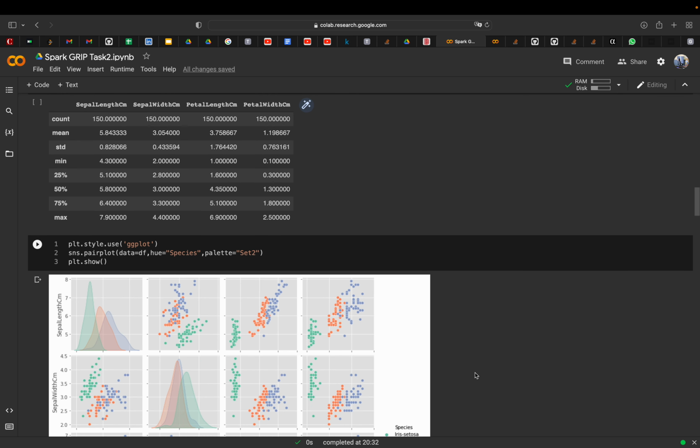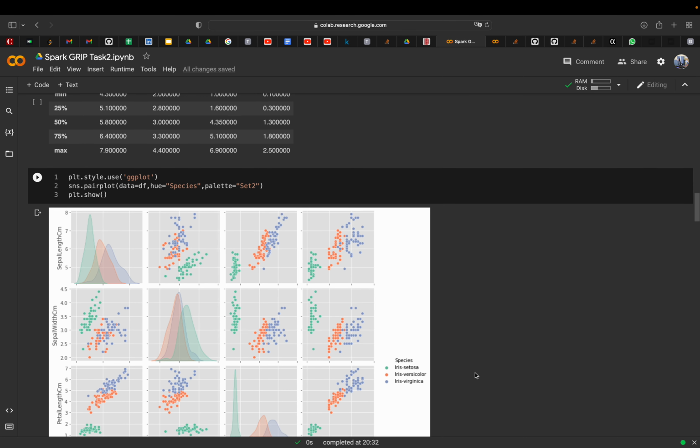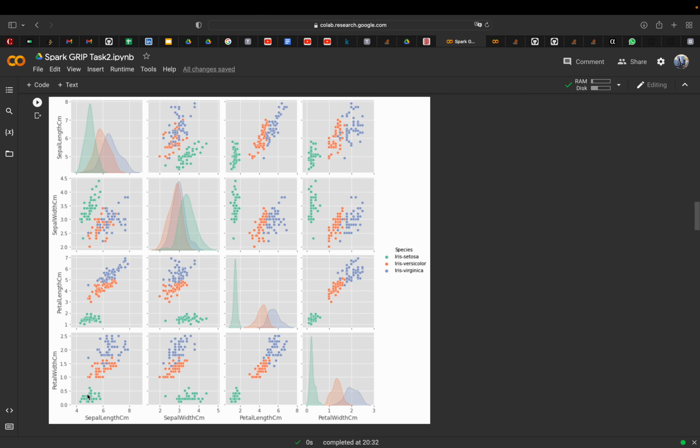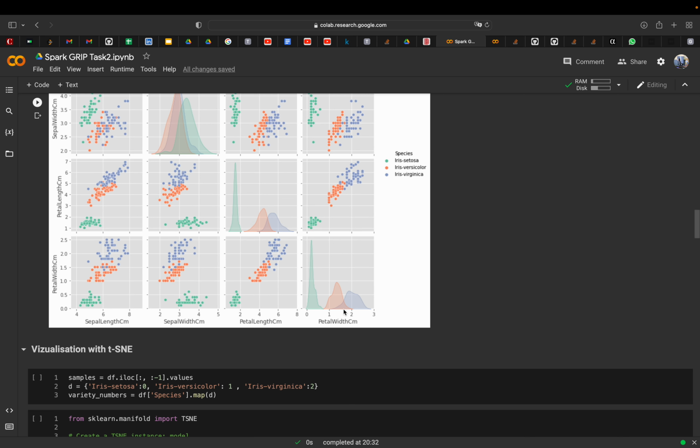Here we use the pair plot for visualization. The pair plot gives the distribution on the diagonal and the relationship between two features based on the target. You will see that for each pair of features, the pair plot gives the relationship between them based on the target, which is iris setosa, iris versicolor, and iris virginica.